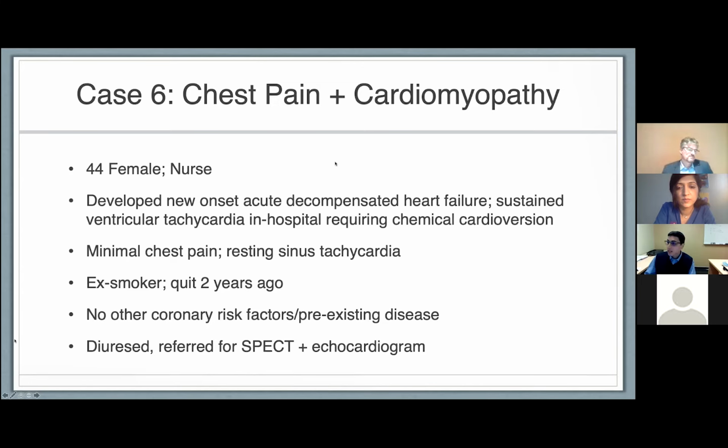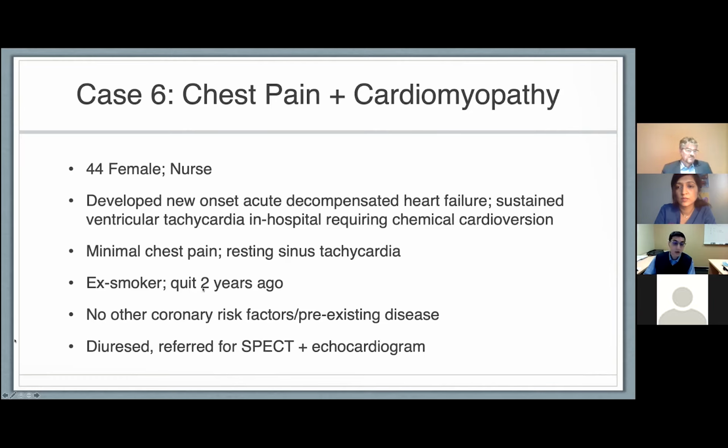So the next case that I'll describe is a patient with chest pain and cardiomyopathy. This was a 44-year-old female nurse who developed new onset acute decompensated heart failure and was admitted under the cardiology service for further evaluation. Unfortunately, she did develop sustained ventricular tachycardia during the initial phases of her hospitalization that did require chemical cardioversion. She had minimal chest pain throughout, but she did have quite a significant resting sinus tachycardia.